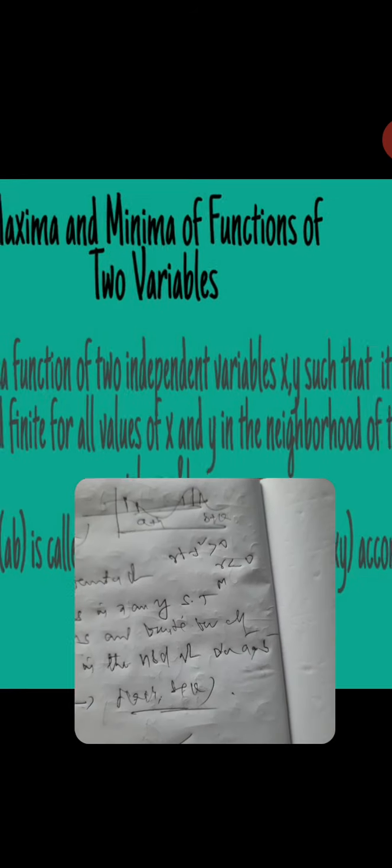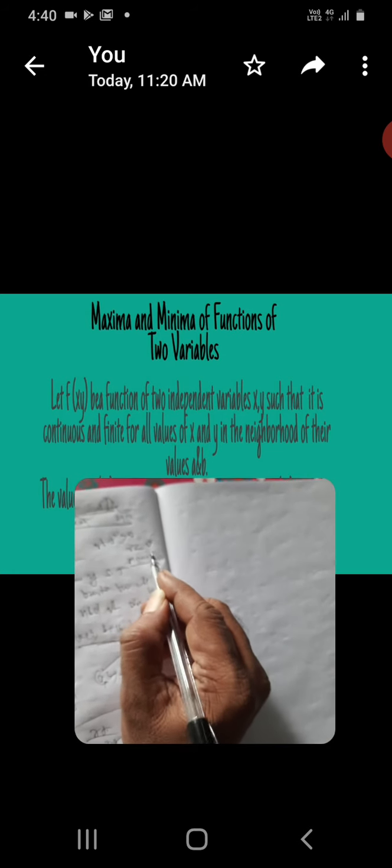Is it minimum or maximum? This is our case. Now, rt minus s square greater than 0 or less than 0. It is maximum, it is minimum. rt minus s square greater than 0, and r greater than 0 — that is minimum. If r is less than 0, then it becomes maximum.